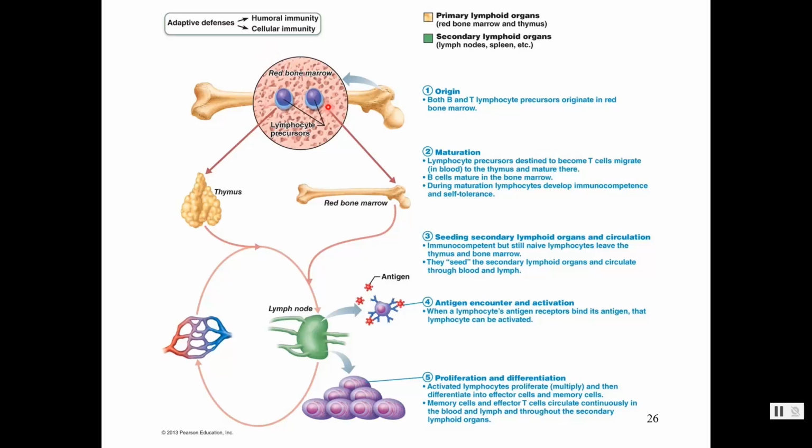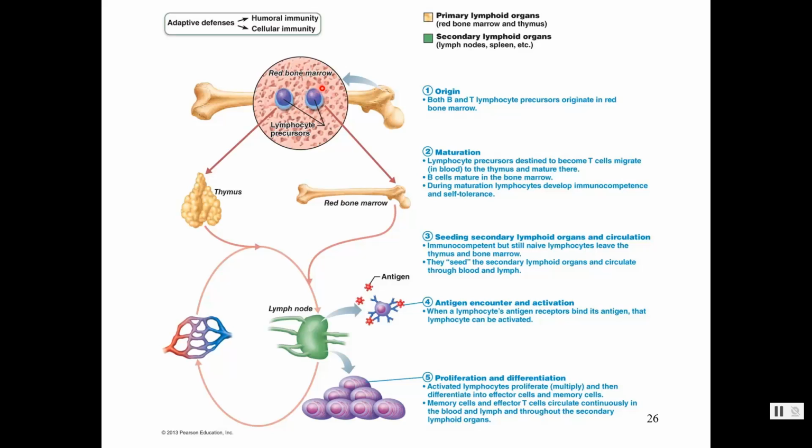So it's showing you the origin of both T lymphocytes and B lymphocytes is in the bone marrow. T cells go to the thymus. When they leave the thymus, they are mature, although they are called naive because they haven't met their antigen. They have not been stimulated yet. But then the T cells are going to go seed lymphoid organs. So it's showing you a lymph node here.